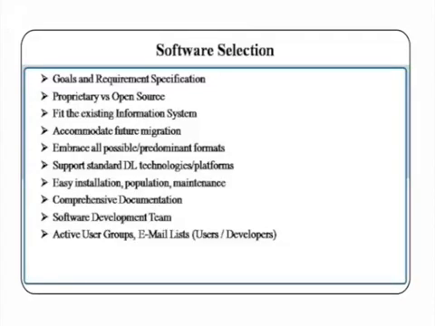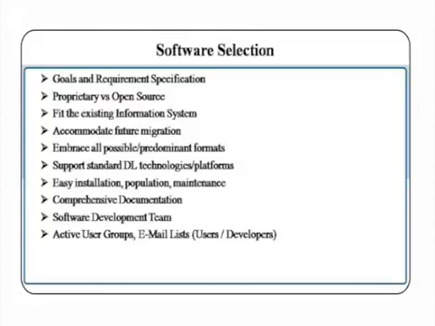And while selecting a software, we also have to see whether we should use proprietary or open source software. The proprietary software is generally paid software. Money is required for buying such kind of software. But open software is generally free of cost, and even the user is able to change the source code of the software if it is required, fit the existing information system, accommodate migrations into the future, and embrace all possible and predominant formats, the formats which are defined now. There could be 100 formats coming in the future. So how much support the software can give, and support a standard DL technology.